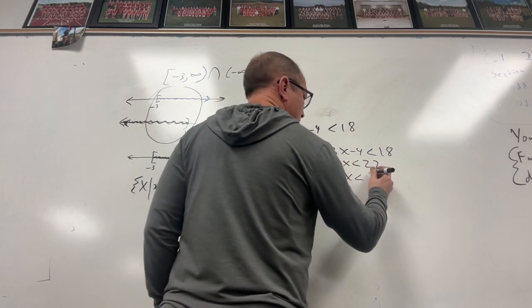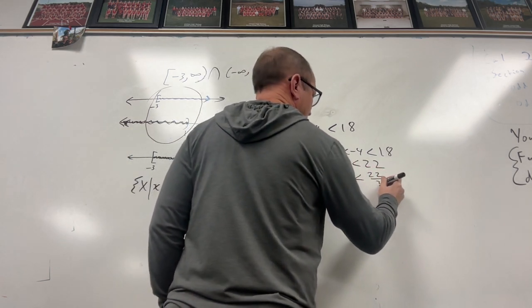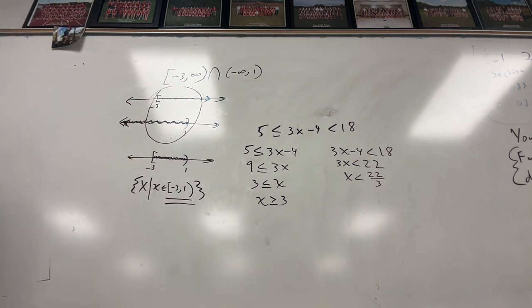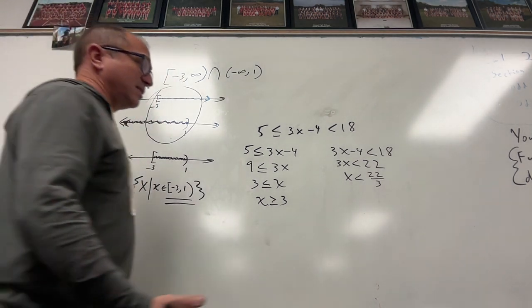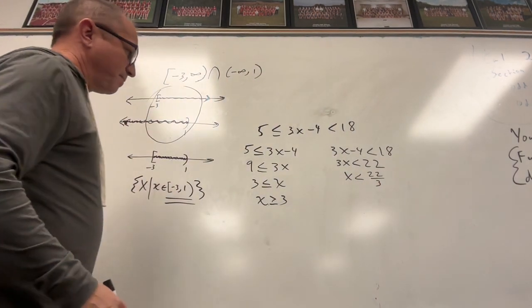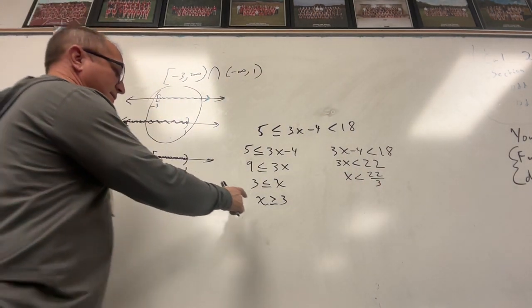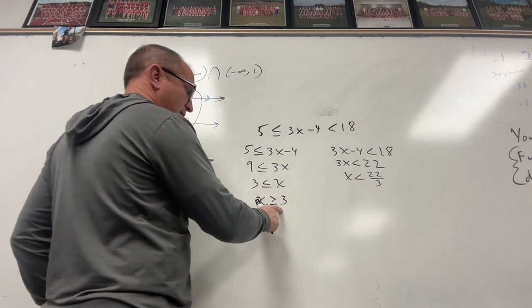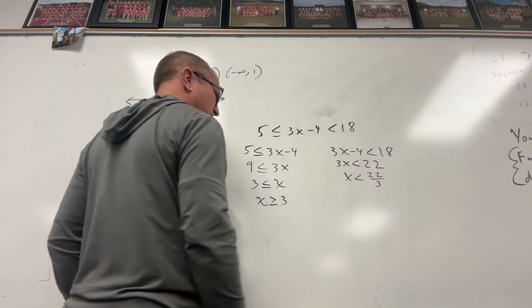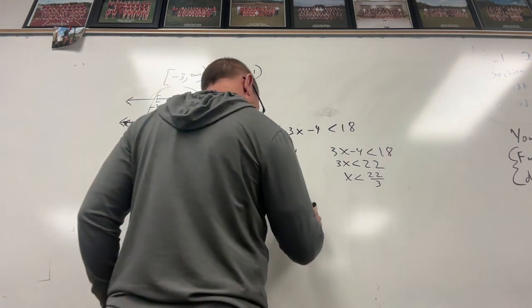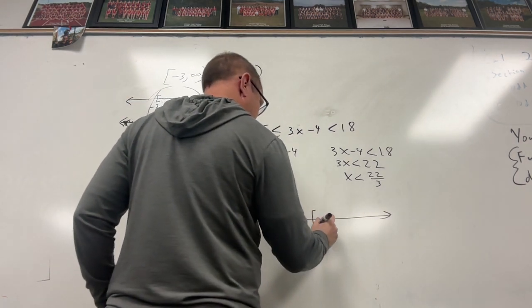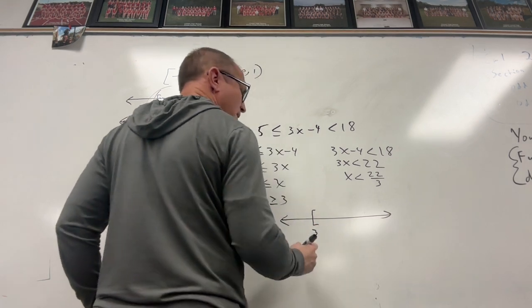So we get 22 over 3. And you could put that in your calculator. It's going to give you a decimal answer. This is an exact answer. There's no repeating sign or anything like that. So we want to know where is x greater than or equal to 3 but less than 22 over 3. So where it's greater than or equal to 3, I'm going to put here.